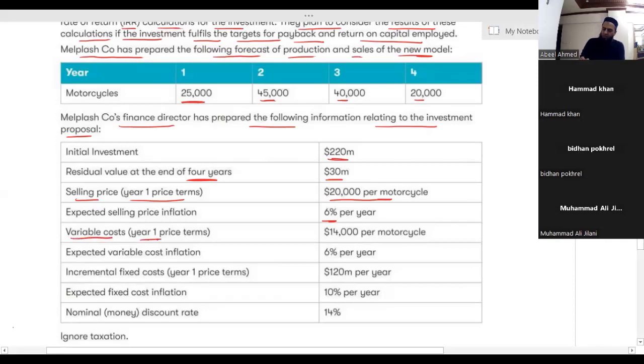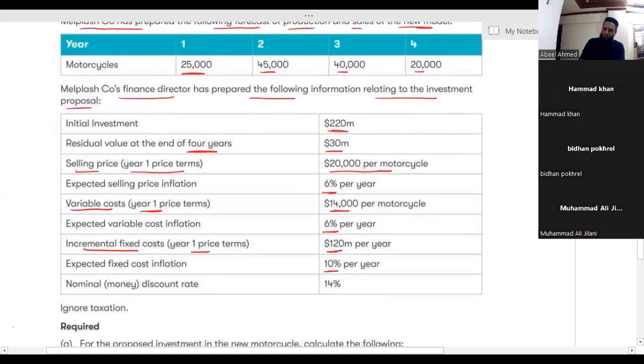Variable cost again in year one prices. Inflation is 6%. Incremental fixed cost, additional fixed cost, is always irrelevant. Again in year one prices, and the inflation rate is 10%. So obviously more than one inflation rates are here. So you should be using nominal terms, and they have given you the nominal money discount rate of 14%.